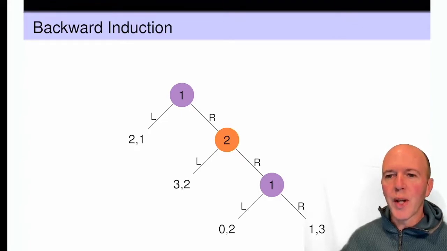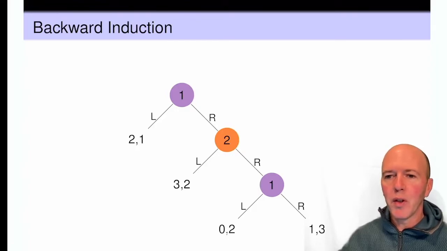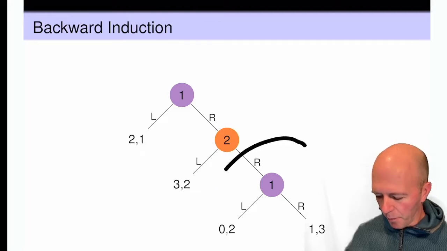So the goal is to train ourselves, before we ask what should player one do in his first move, to instead ask, what's going to happen? With each thing player one could do, what's going to happen? And so backward induction is just a fancy way of saying start at the end and work your way back. That's all it means. So we're not going to start with one's decision on top. We're going to start with one's decision on the bottom.